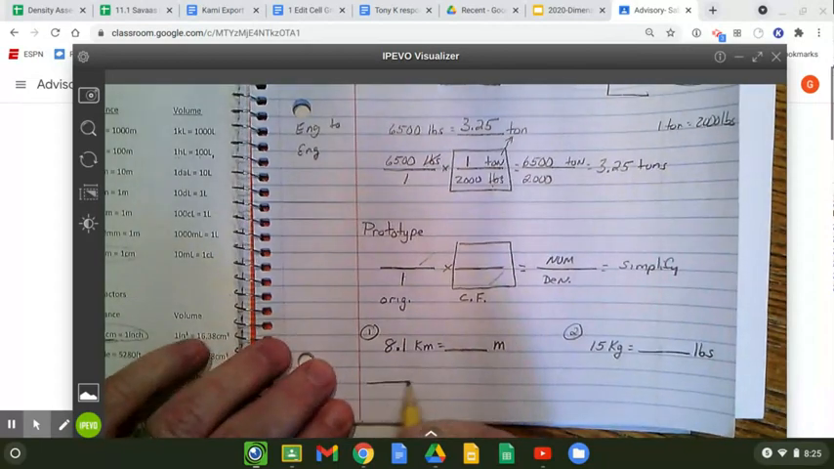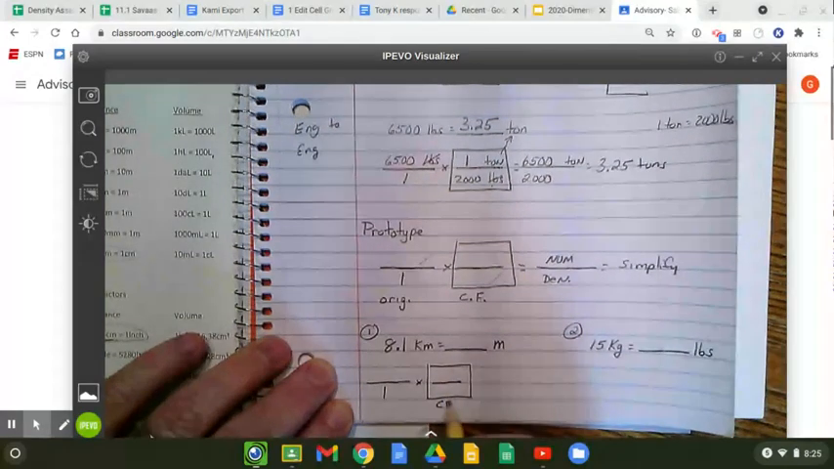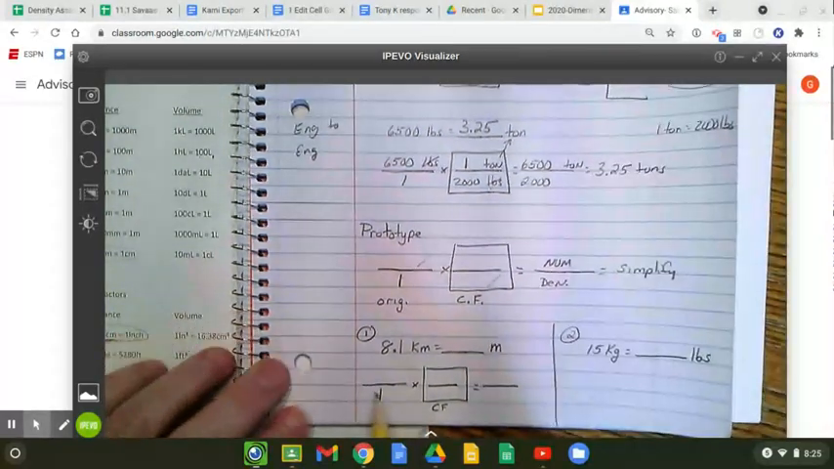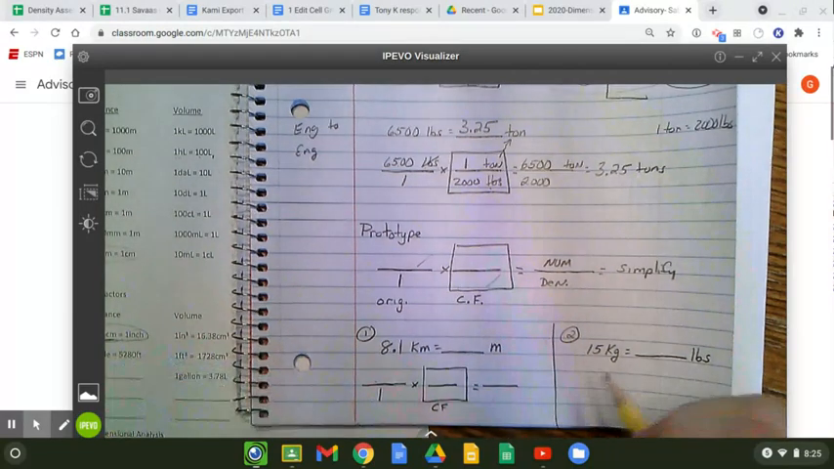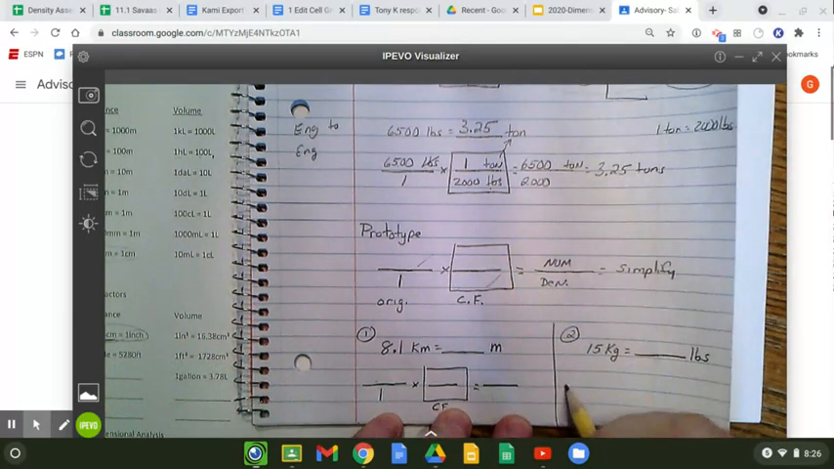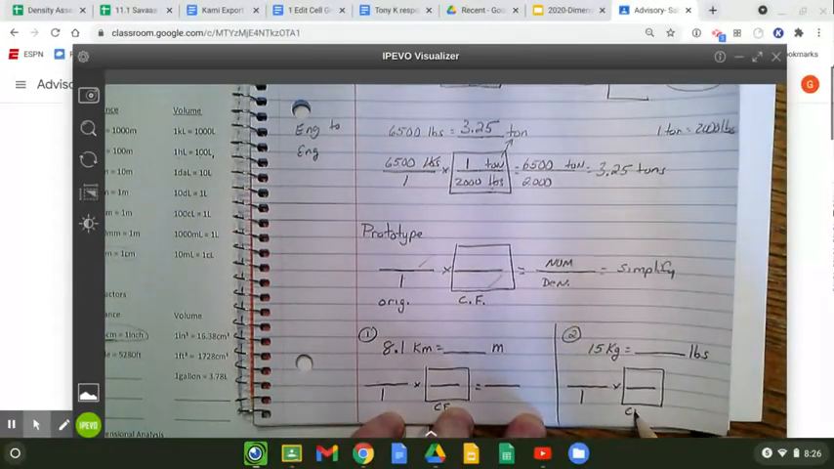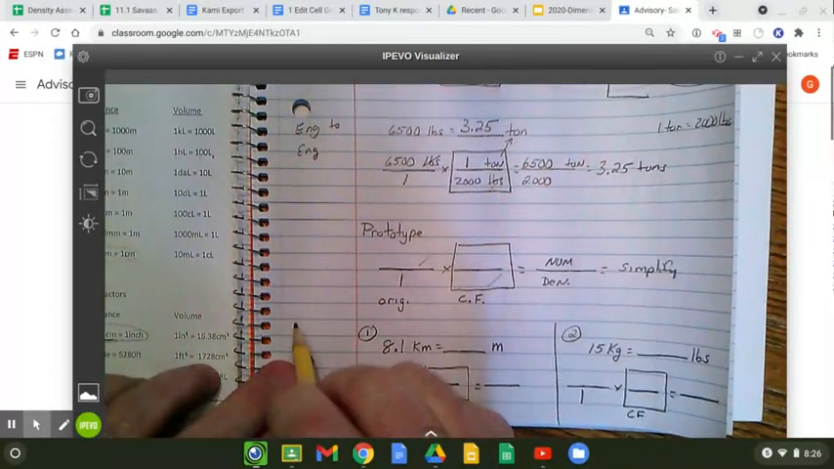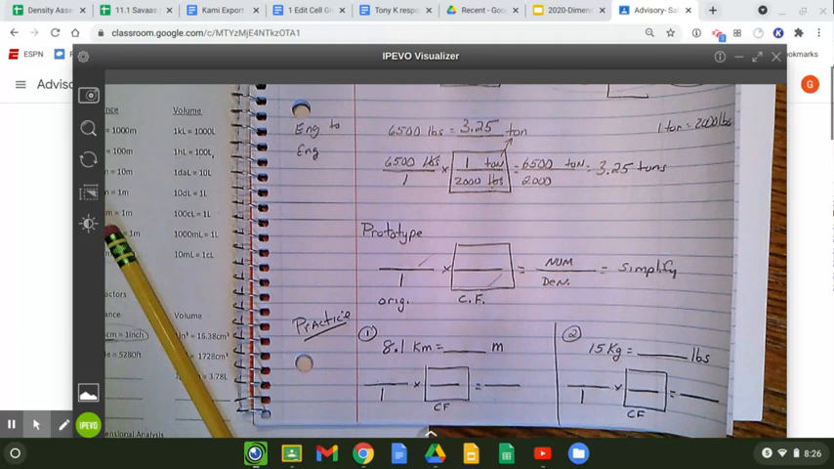Again, you're going to have each of your problems look like this. Original, conversion factor, numerator, denominator, and then simplify. Same thing over here. So practice these and send me your results. If you have any questions, let me know.